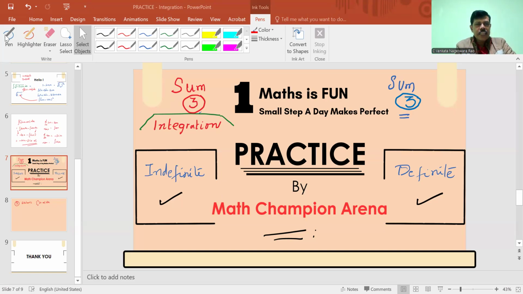Hello, we are in integration, and let us look at another problem, problem number 3. In integration, I have told you there are two kinds of integrations we are addressing: indefinite integration and definite integration.